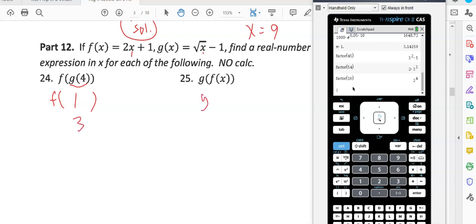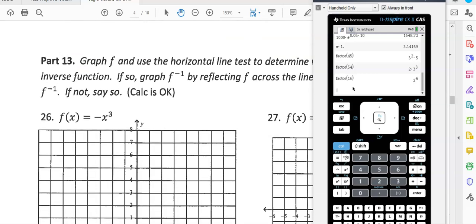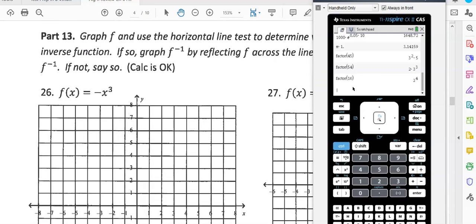And this one, g of f of x. So f of x, I'm plugging in all of that right here. So 2x plus 1 is my new x. I'm plugging that in everywhere there's an x. So I'm plugging this guy in right there. So this is going to be the square root of 2x plus 1 minus 1, which actually is the answer. It doesn't really simplify any more than that.